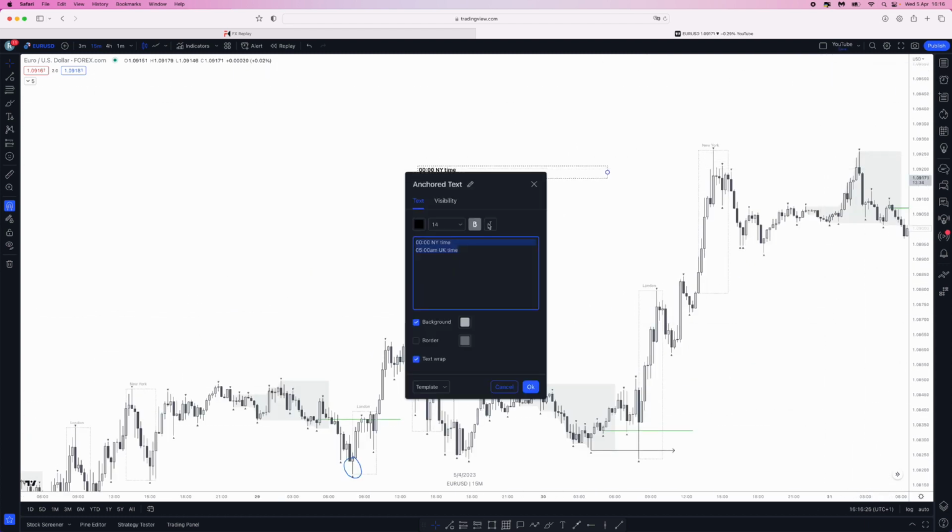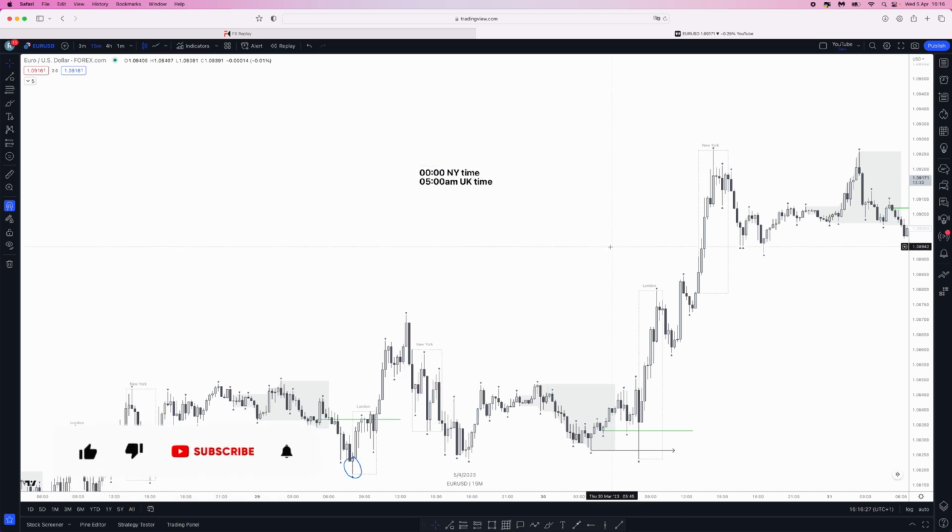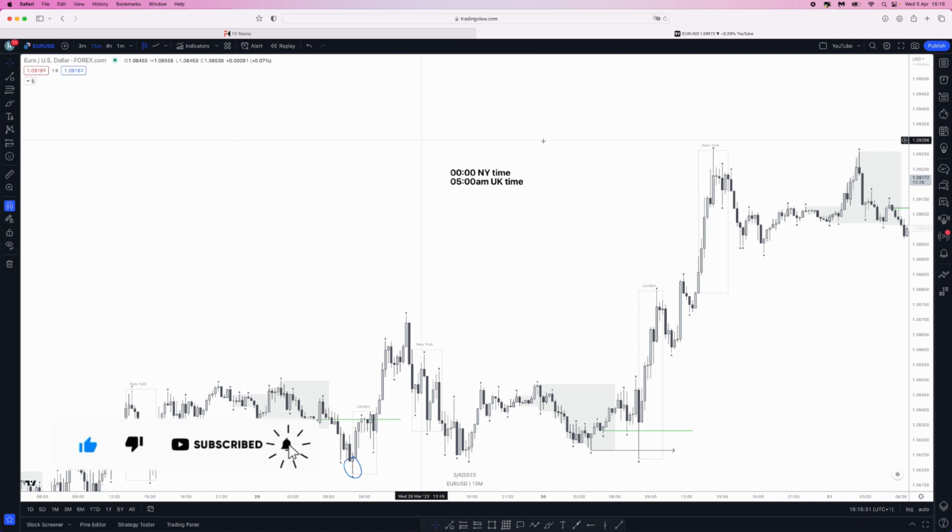And as you can see here, if I just make this now a little bit bigger, these are the times we are looking at. So midnight New York time, and for the people in the UK, it is 5 AM. So this is what you want to look for. Really, really simple stuff, and it's really powerful, really high probability. And like I said before, if you're looking for high probability trades and you just want to trade one model, this could be the model for you. So it's just that simple, guys.